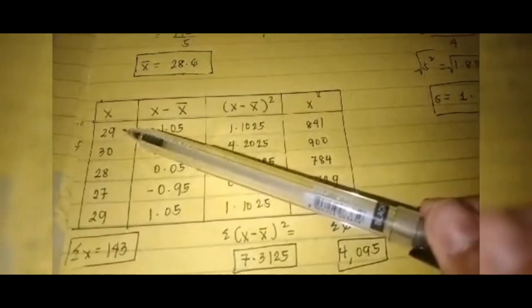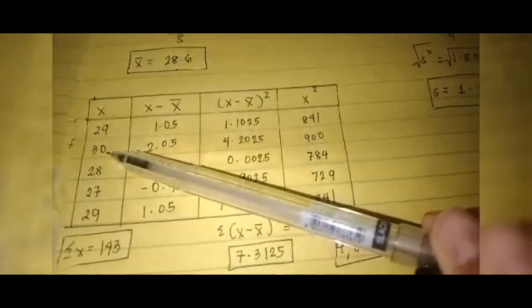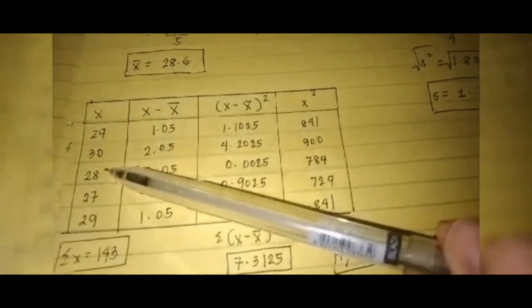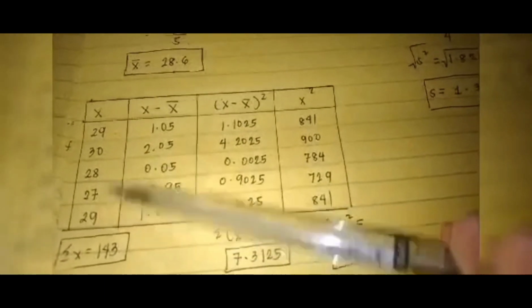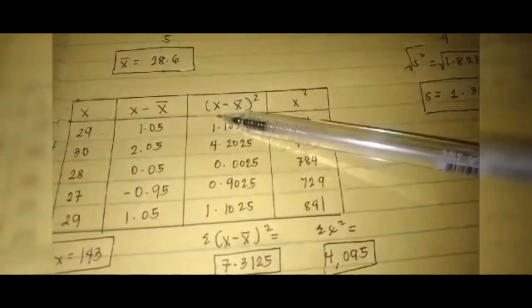So 29 minus 28.6 is 1.05. Then 30 minus 28.6 is 2.05. And the same way in these three. So now let's go over the third column.